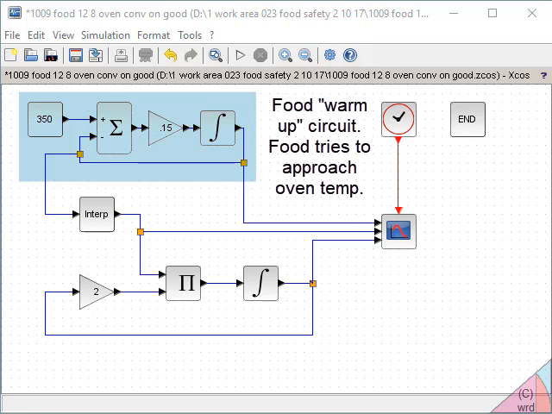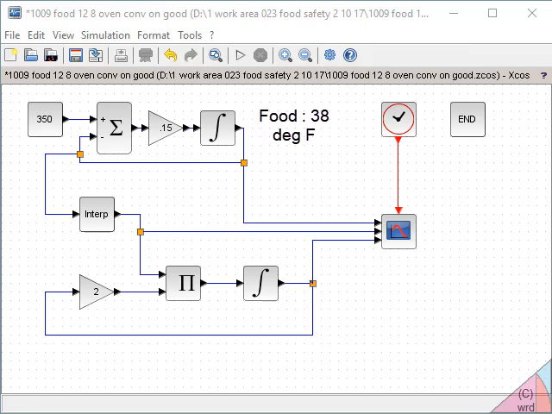Here is our warm-up circuit for the roasting food. Food temperature tries to catch up with oven temperature, more quickly at first, more slowly later. The food starts at 38 degrees Fahrenheit, fridge temperature, heading towards 350 degrees Fahrenheit.